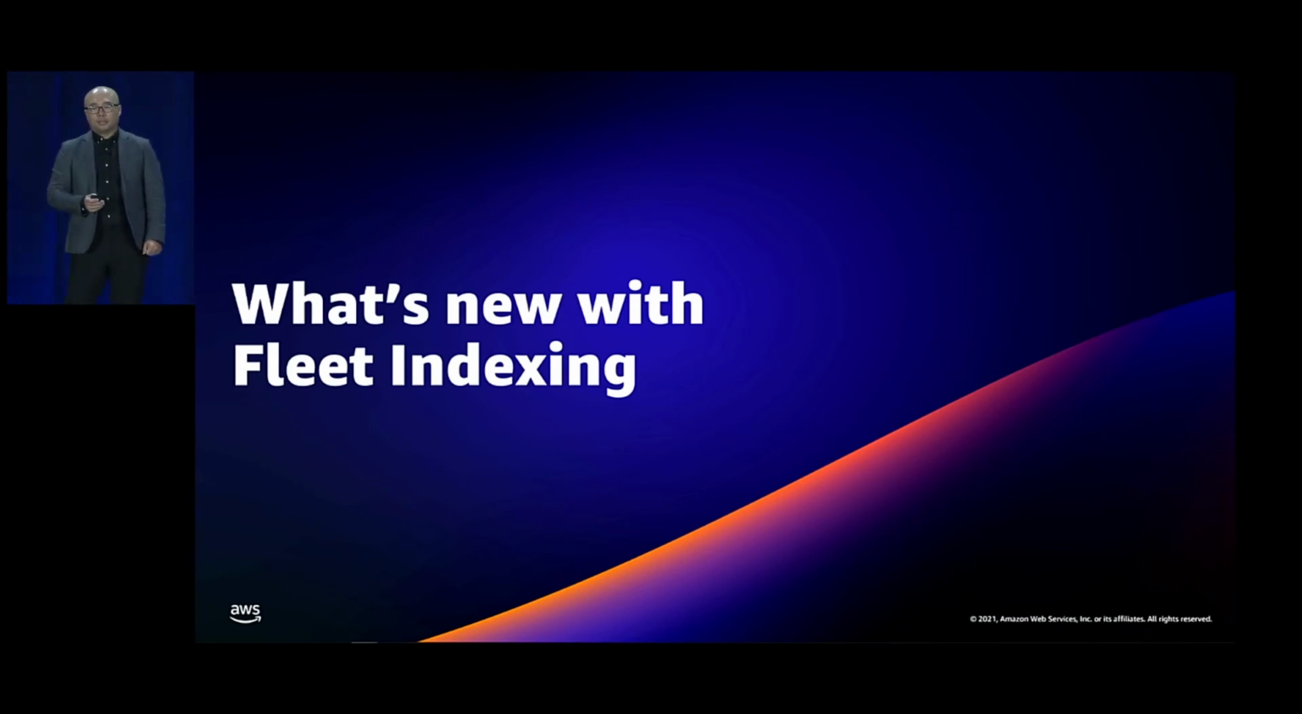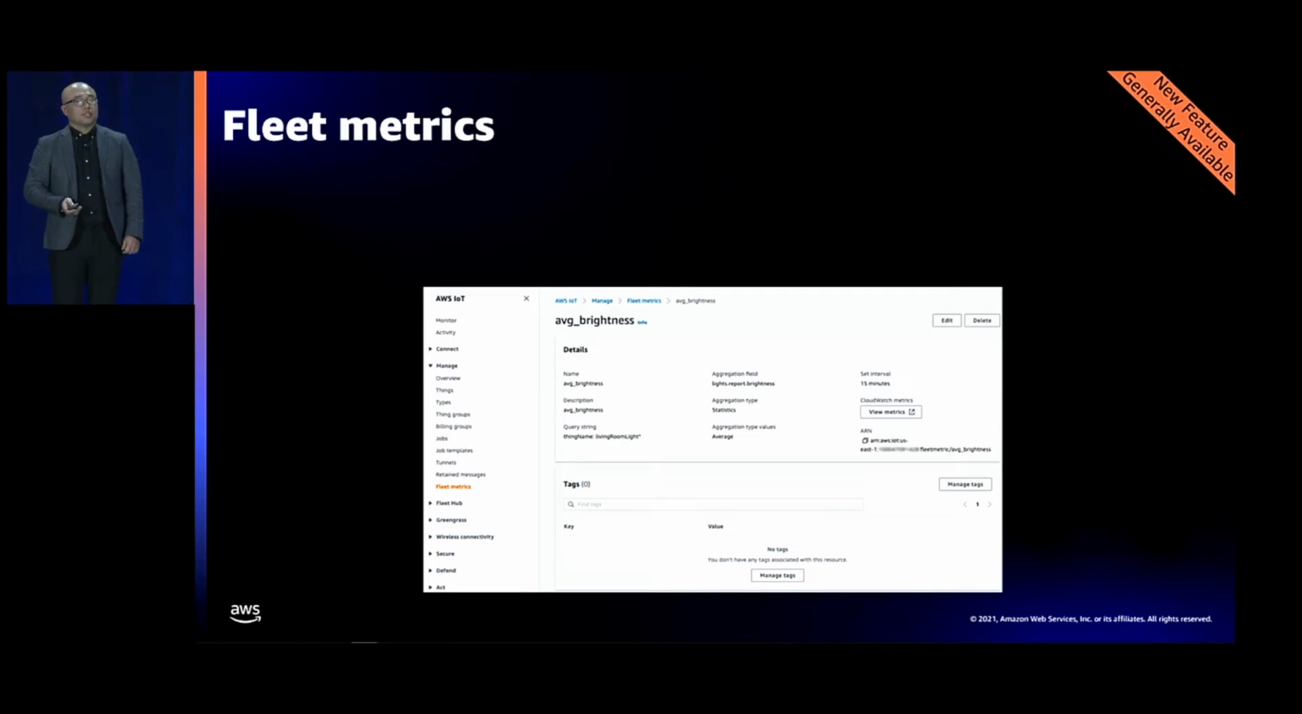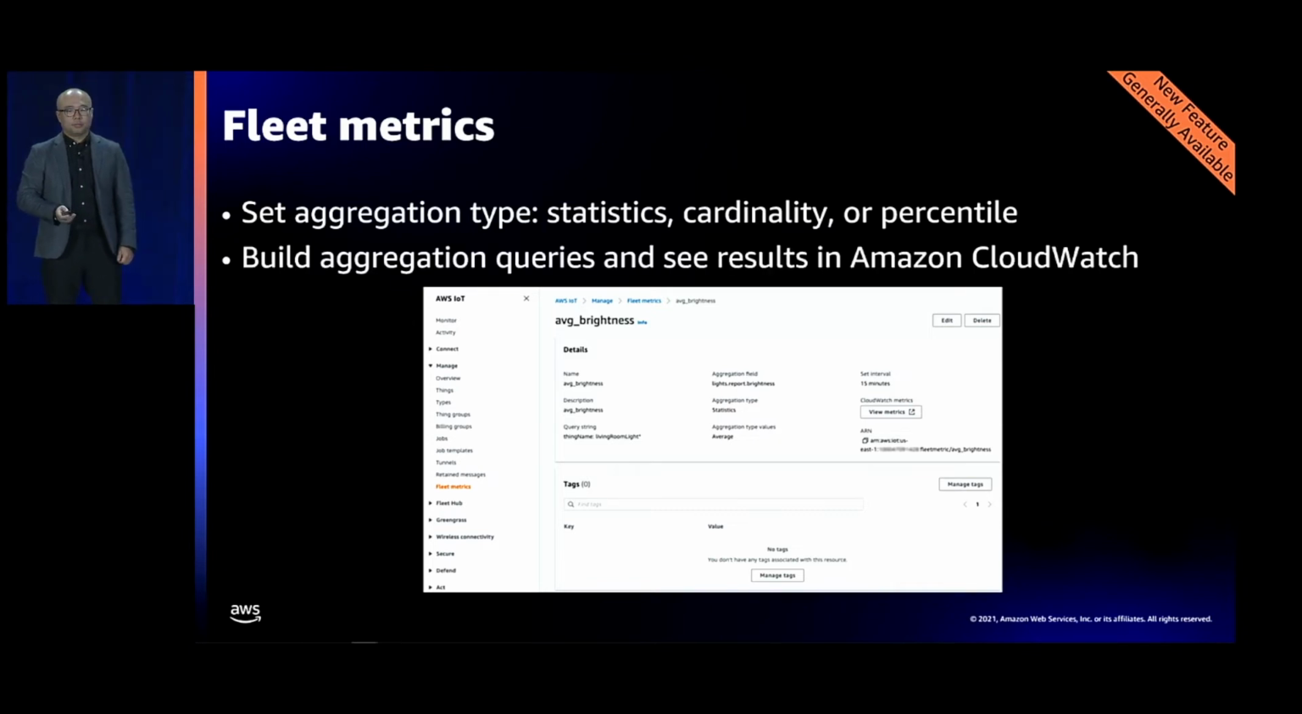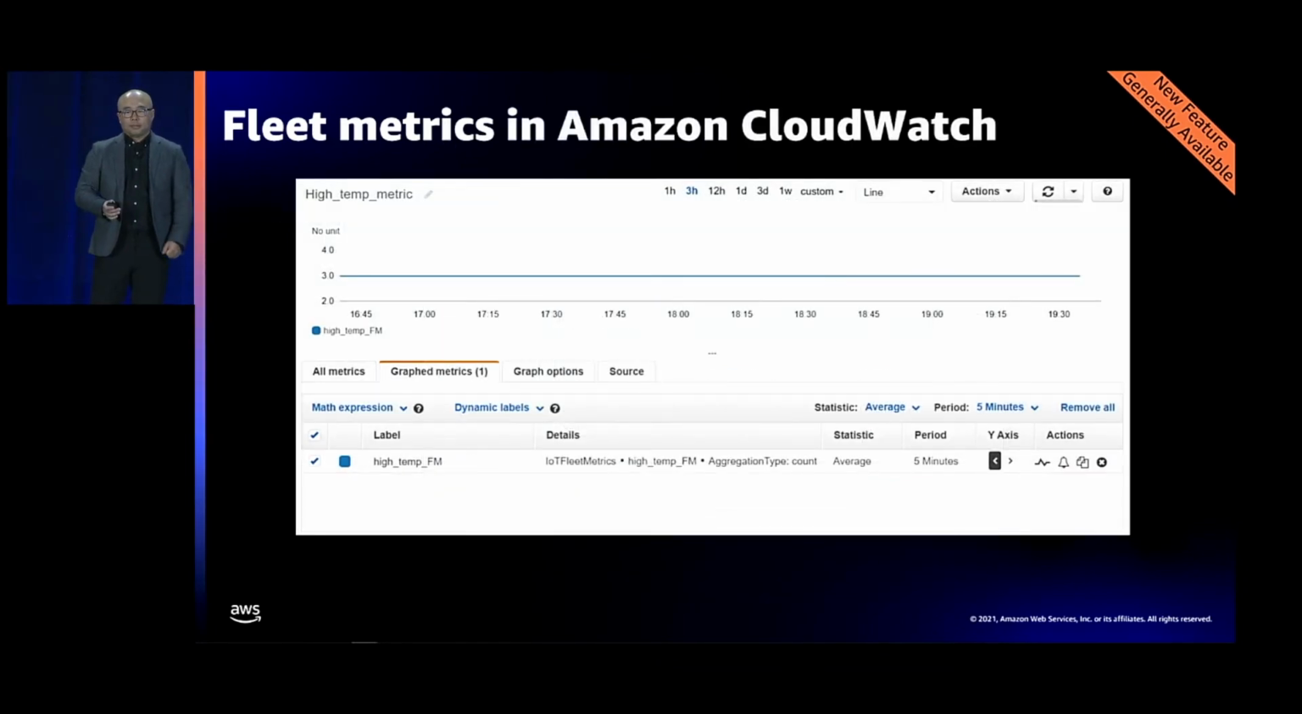Now, actually, let's talk about 4 new features we have launched for fleet indexing this year. So first feature is fleet metrics. Simple 2 steps. First, you can set the aggregation types such as statistics, cardinality, or percentiles. Perhaps you remember them as I mentioned earlier in this session, that APIs are also available for them. Then you can build aggregation queries whose results are continuously emitted to CloudWatch as metrics for analyzing trends and creating alarms. Now you can use the result in Amazon CloudWatch metrics.